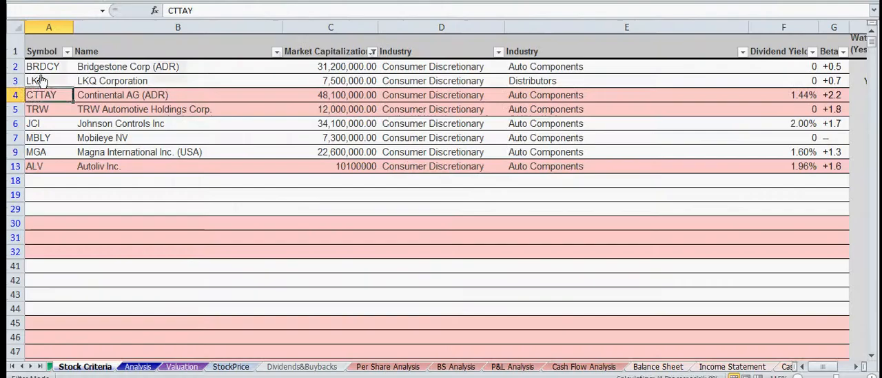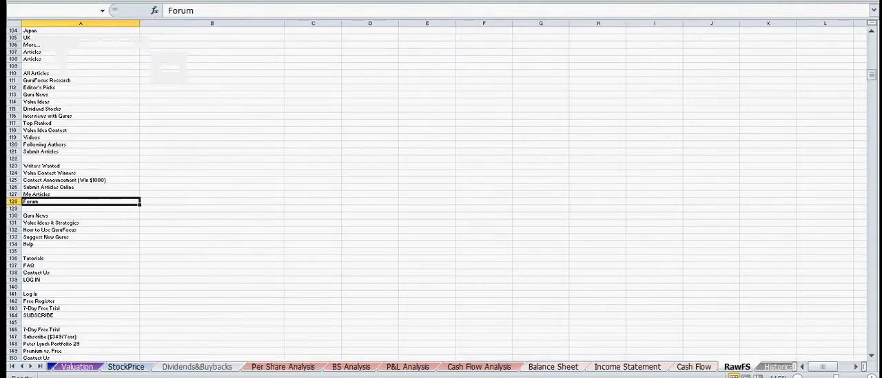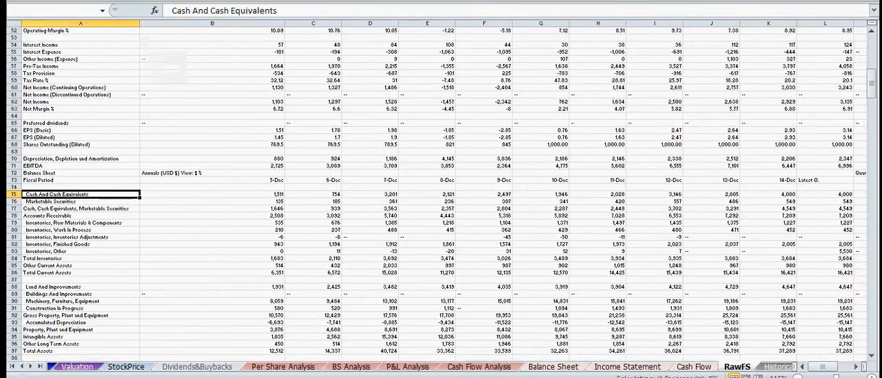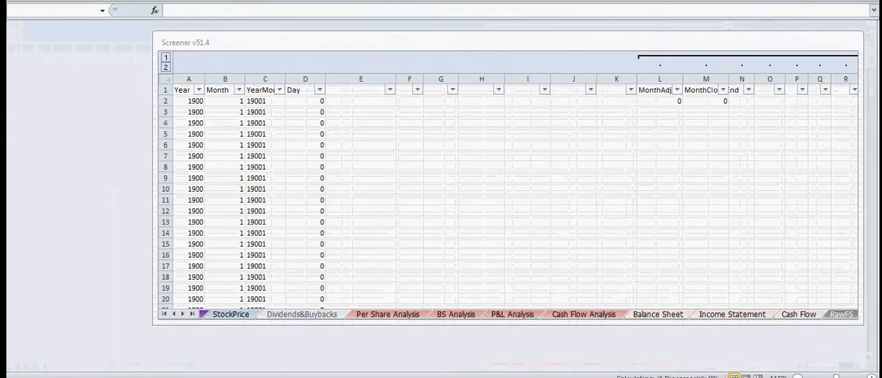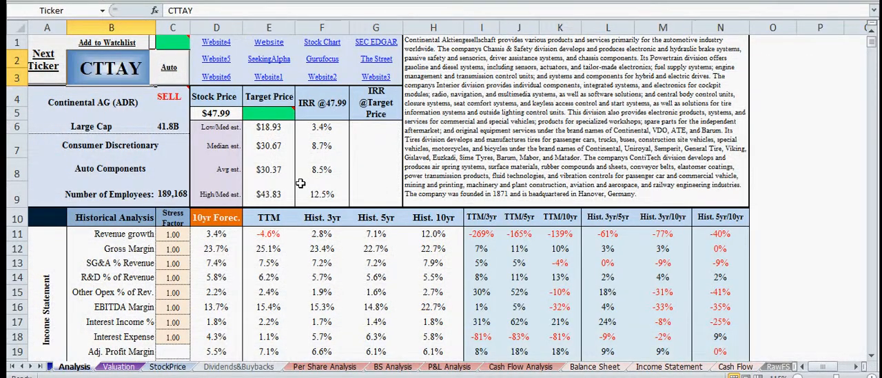I'm just going to go to the next ticker, which is Continental AG. So again, in 10 to 15 seconds, we're going to get all of this financial information at our fingertips to do a quick analysis to determine if it's something we need to investigate further. If you don't want to go through the stock criteria where you need to click next ticker, if you already have your portfolio and you know what the tickers are in your portfolio, that's great as well. You don't need to do the next ticker.